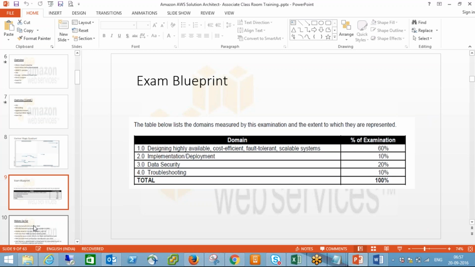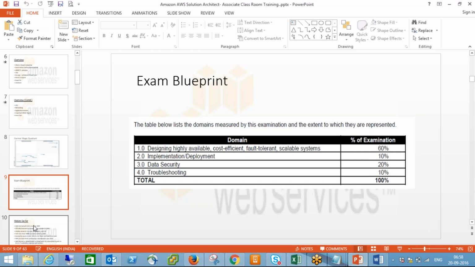The second domain is implementation and deployment. This would be around different scenarios where it will give you a scenario wherein you would have to decide how you are going to implement, what is the best solution that you would choose to implement a specific kind of infrastructure. Then data security, as I said, is one main thing that AWS concentrates on. This alone has a specific section in the exam, and at least 5 to 8 questions would be specifically on data security. So it is very important that you go through that white paper apart from other materials that I will be covering during the course.